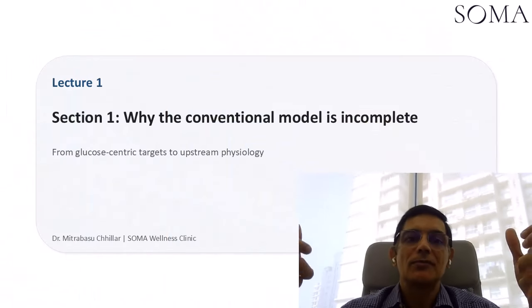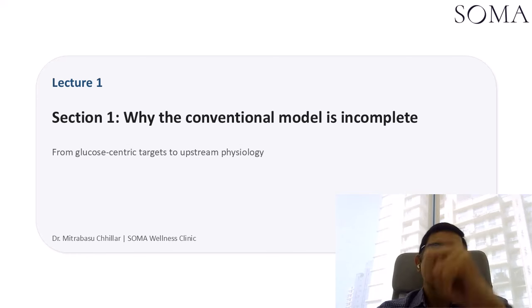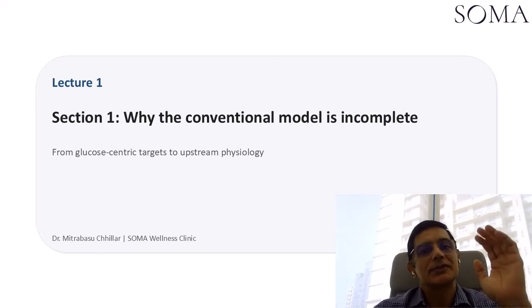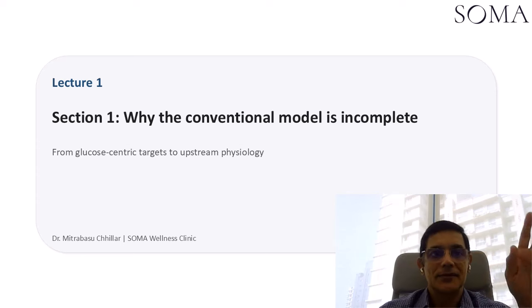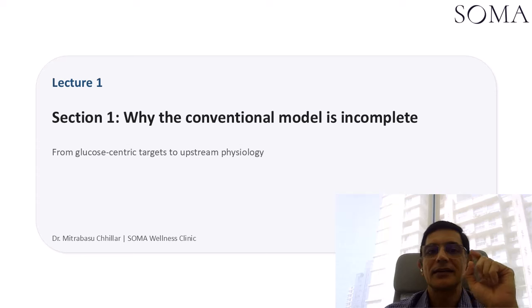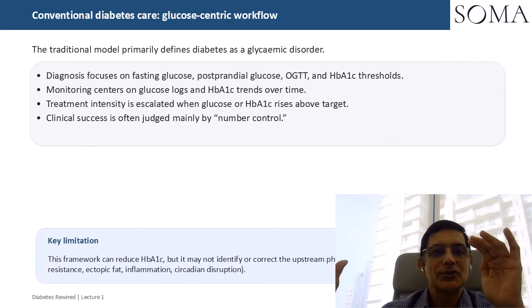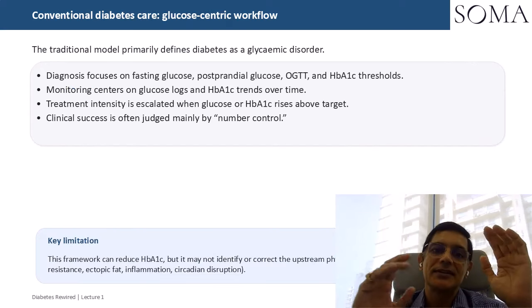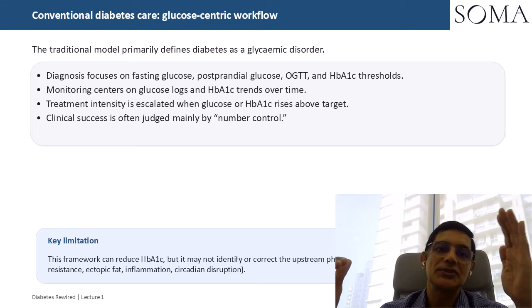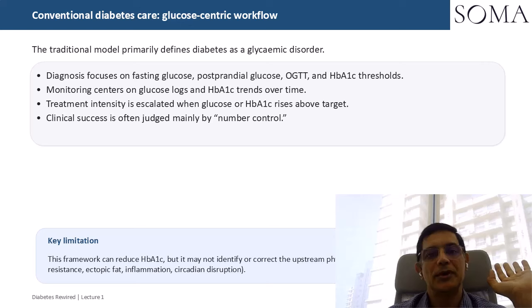Why is the conventional model of diabetes incomplete? Let us begin by examining the model most of us are trained in. In conventional medicine, diabetes is primarily framed as a glycemic disorder. We define diabetes using blood glucose thresholds. We classify severity using HbA1c, and we judge the success or failure almost entirely by these numerical targets.